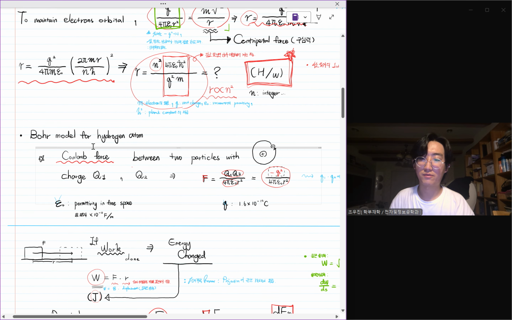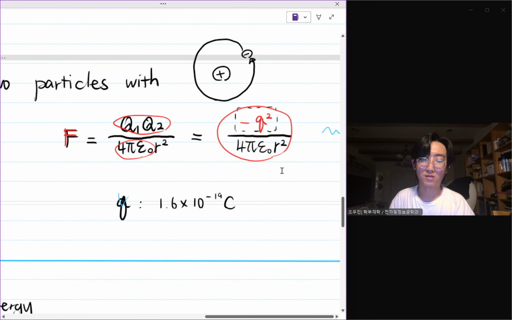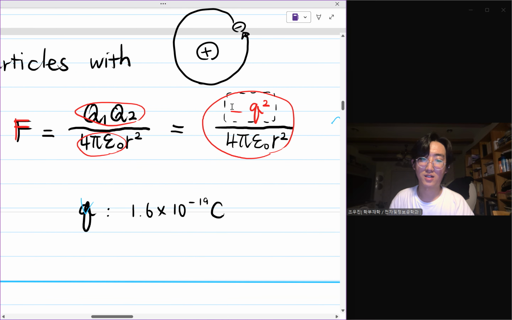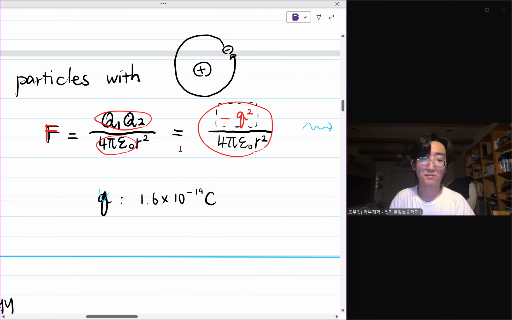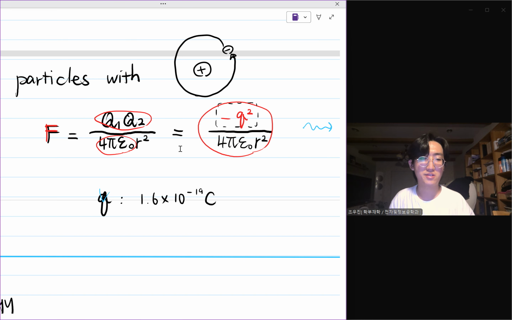Next one is the Bohr model for the hydrogen atom. The Coulomb force between two particles with charges Q1, Q2 equals this one. This has a minus sign because the electron and nucleons have opposite charges. Electrons have negative charge and nucleons have positive charge.